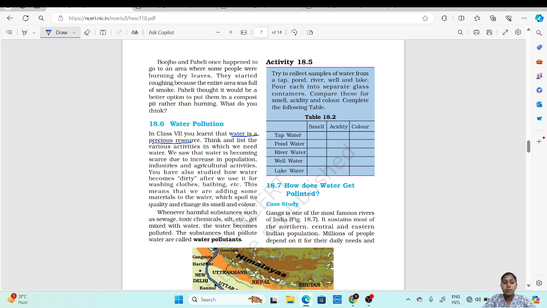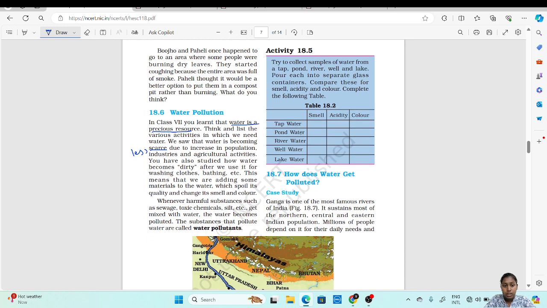So we saw that water is becoming scarce. Scarce means it is becoming less. It is becoming less due to the increase in population. As population increases, the usage of water also increases. This leads to a decrease in available fresh water. Now we are building industries everywhere, right? Industries also require water. Agricultural activities also require water. So water is very important.